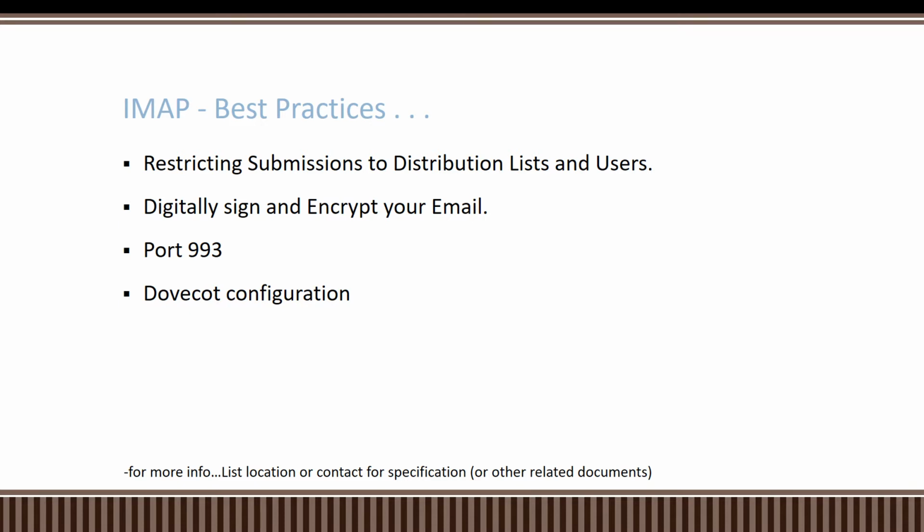The next one is digitally sign and encrypt your email. This is very important. Attachments could include programs that start sending spam email messages to multiple users within your address list. That could potentially cause a lot of trouble. The next one is port 993. Always use a secure connection like port 993, which uses the TCP protocol. The next one is Dovecot configuration. Dovecot should always be configured because it uses SSL and TLS.